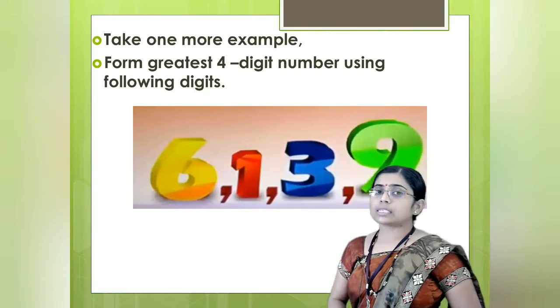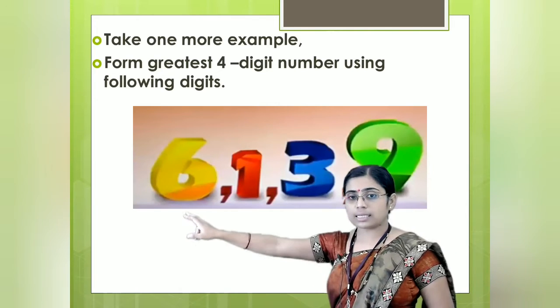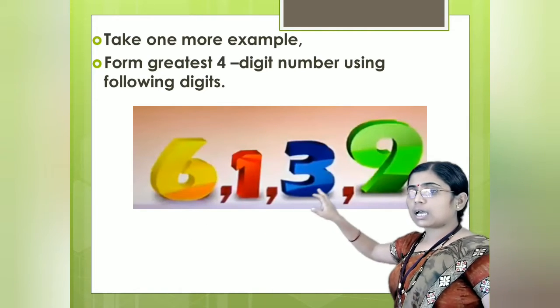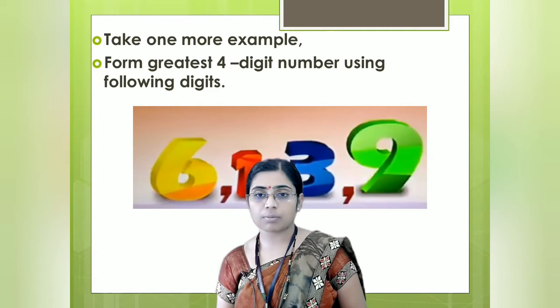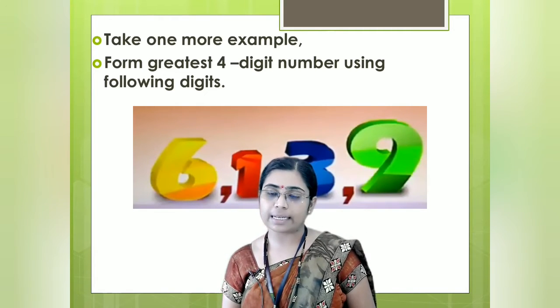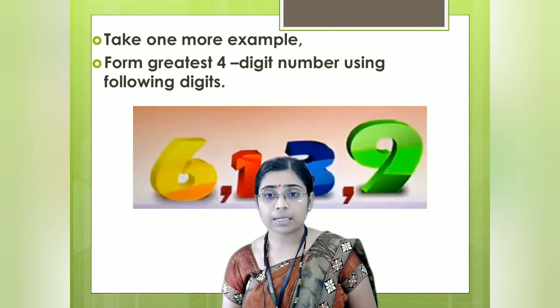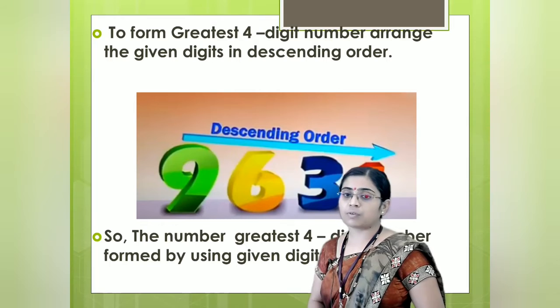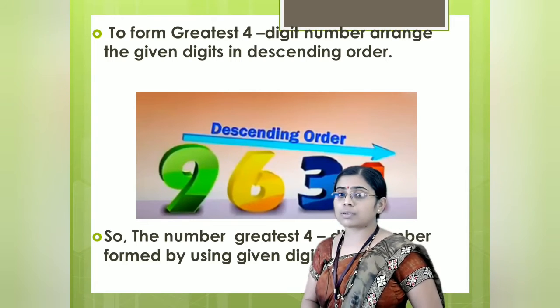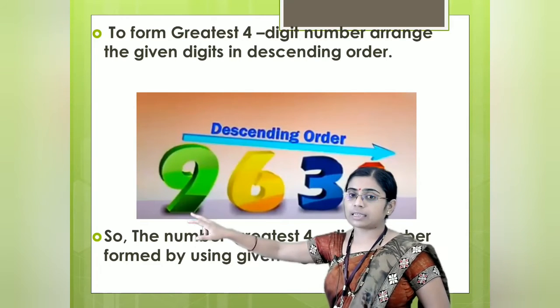Let us take one more example. Form greatest 4-digit number using 6, 1, 3 and 9. To form greatest 4-digit number, arrange these numbers in descending order and place them from left to right. Therefore, the greatest 4-digit number formed by using given digits is 9631.